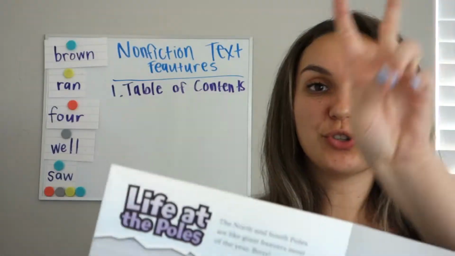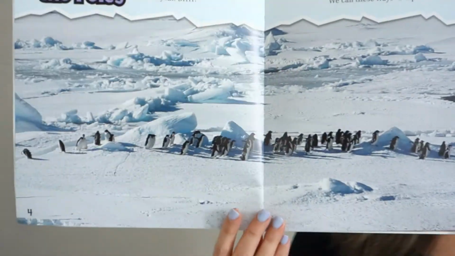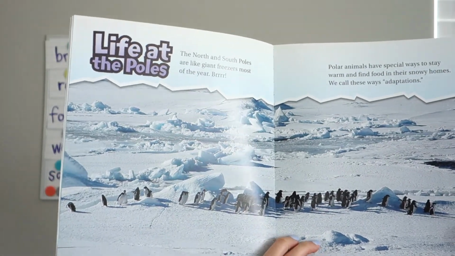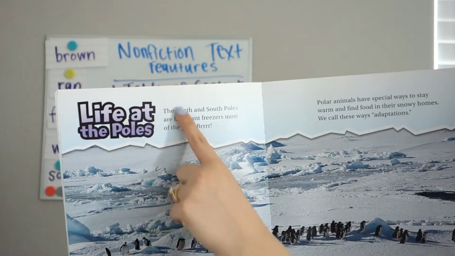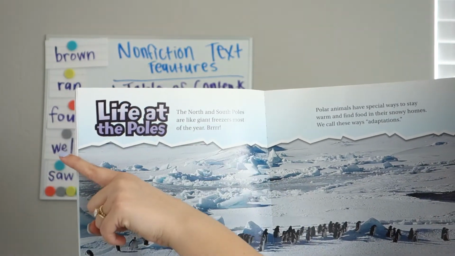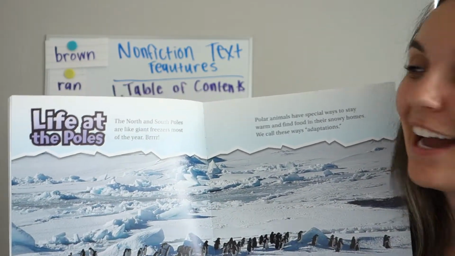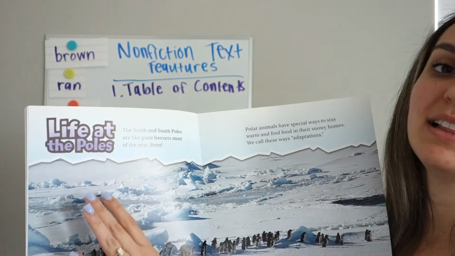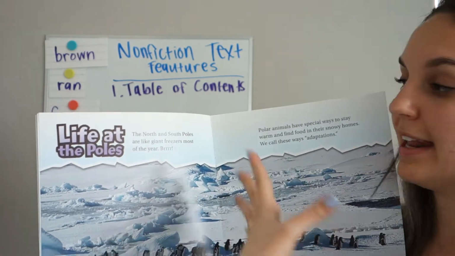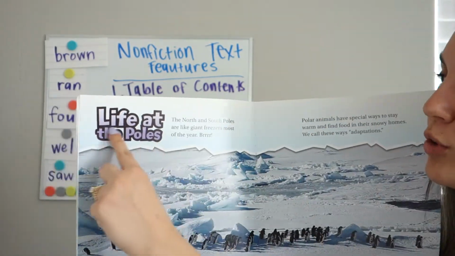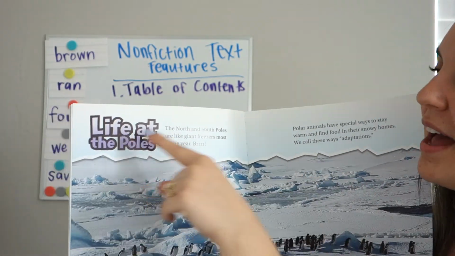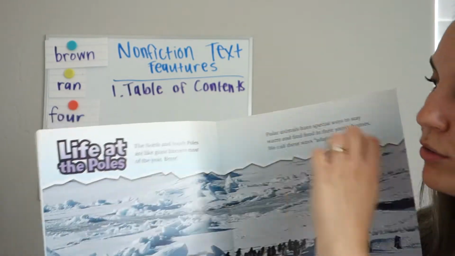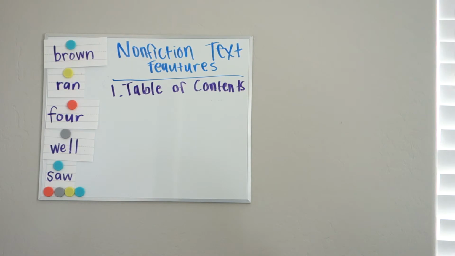Whoa, I see 2 nonfiction text features. So I want you to look at this page and try to find what they are. That is a heading. We found a heading. Remember, headings are at the tops of pages and they tell us what the rest of the book is going to be about. Headings are typically big. They typically look cool like this. They have fun colors. They look bolded. So we have found a heading. This heading says life at the poles. So we are going to write down that we found a heading.